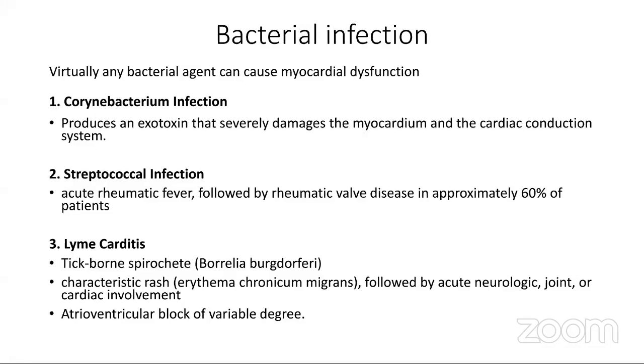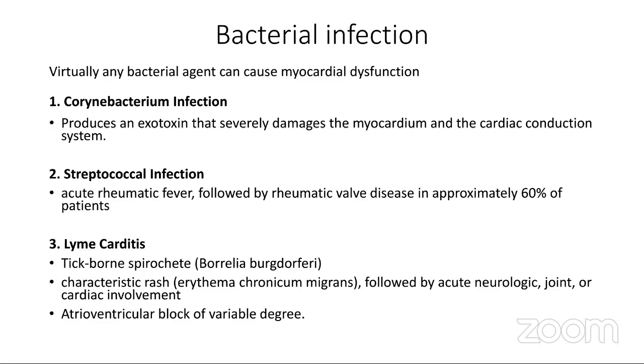Bacterial infection. Virtually any bacterial agent can cause myocardial dysfunction due to sepsis. Metastatic infection of the myocardium usually involves the endocardium, as we diagnose infective endocarditis. However, there are some bacteria that specifically affect the heart, like Corynebacterium diphtheriae. It has markedly reduced in this era due to large mass vaccination. However, we may face very few cases. The injurious effect is mainly due to the diphtheria exotoxin that directly damages the myocardium and the conductive system.